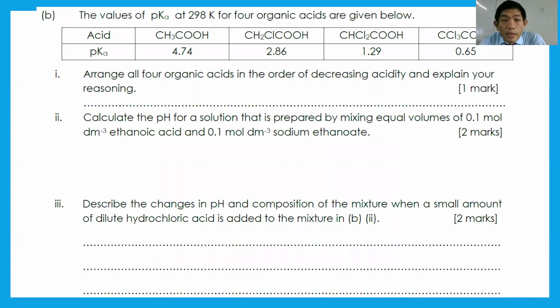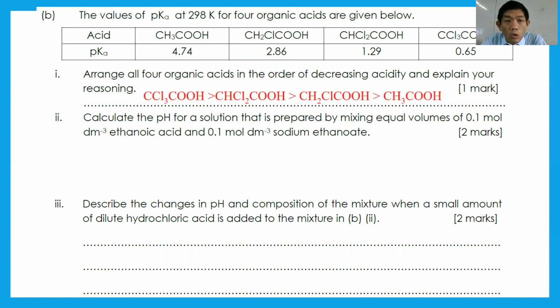Okay, and then B, the values of pKa for 4 organic acids are given below. Arrange the 4 organic acids in decreasing acidity and explain your reasoning. So the order is CCl3COOH, followed by CHCl2COOH, followed by CH2ClCOOH, and finally CH3COOH. In here, no need to explain because it is 1 mark only.